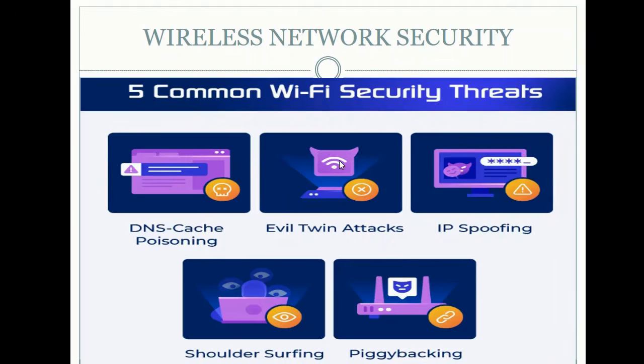And five common Wi-Fi security threats. What are the five common security threats? First one is DNS cache poisoning. DNS cache poisoning happens when a hacker replaces a legitimate website address with an imposter, causing the visitors to unknowingly interact with the malicious site. This is a common thing occurring nowadays in our systems.